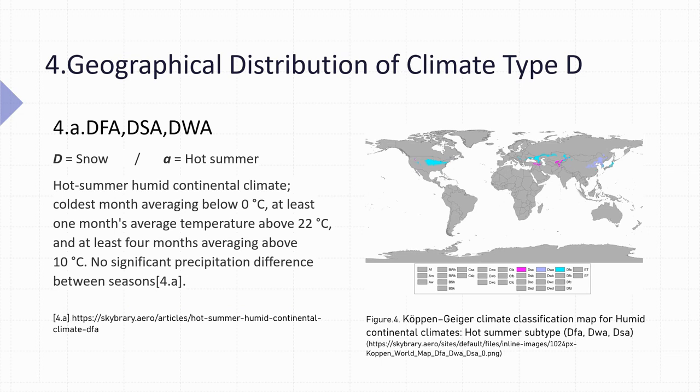And according to classification, subtitle A represents hot summer. So DFA, DSA, and DWA represent hot summer humid continental climates. In this climate type, the coldest month averages below 0 centigrade degree, at least 1 month's average temperature is above 22 centigrade degree, and at least 4 months average above 10 centigrade degree. No significant precipitation difference between seasons.